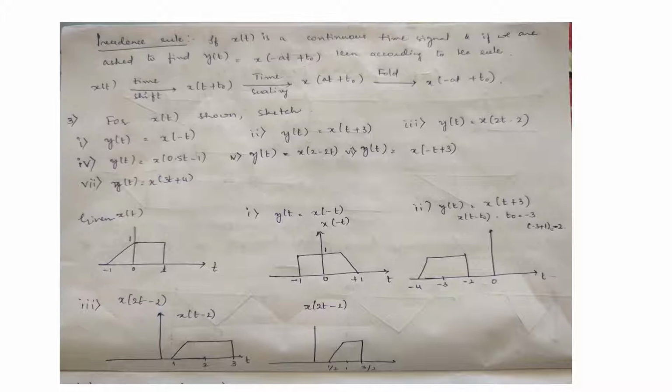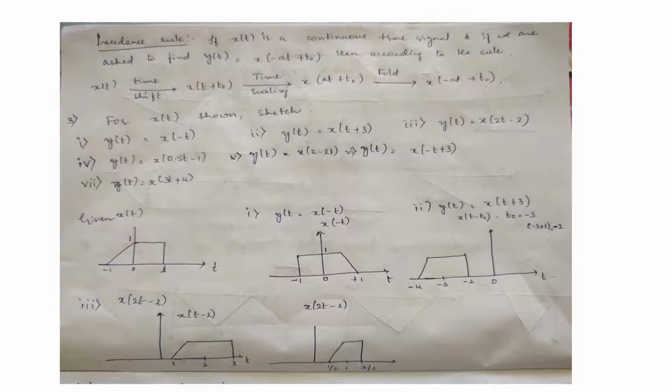For the x of t shown, sketch y of t equal to x of minus t. So x of t is given in the figure and we have to calculate y of t. Here we are going to do only one operation, that is time reversal or fold operation. So we draw the mirror image of x of t, and that is the answer for the first question. In x of t, the signal is present from minus 1 to plus 1, and in x of minus t, once again minus 1 and 1 is present, with the mirror image of x of t.